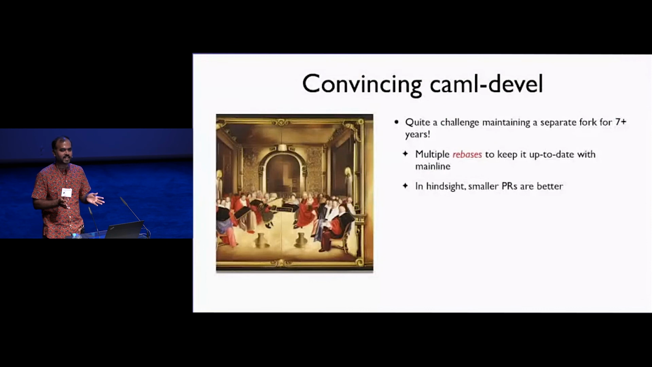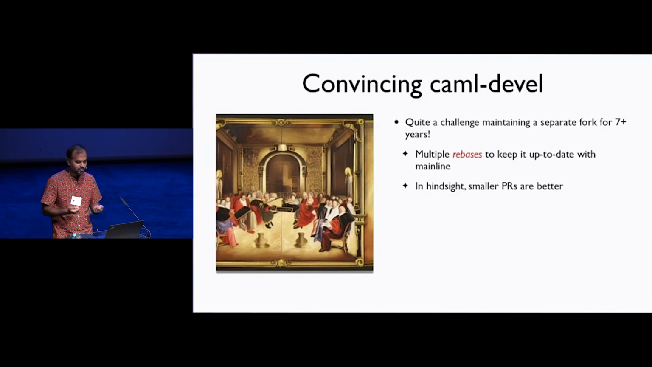So it was quite a challenge maintaining a separate fork of the compiler for 7+ years, right? And we had to go through multiple tricky rebases in order to keep it up to date with the mainline. And in that process, unfortunately, there wasn't always communication between the features being developed at trunk and what we had, right? So we had to sort of drop certain features because we just couldn't understand how to fit that into the GC design that we had. We are slowly working towards adding them back in, but that is a process.